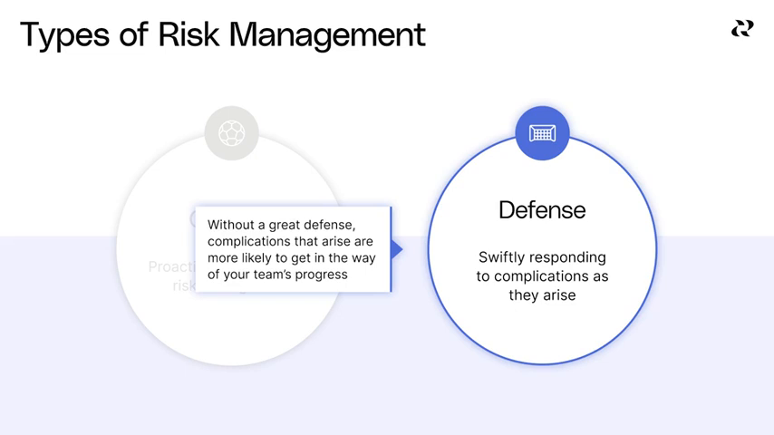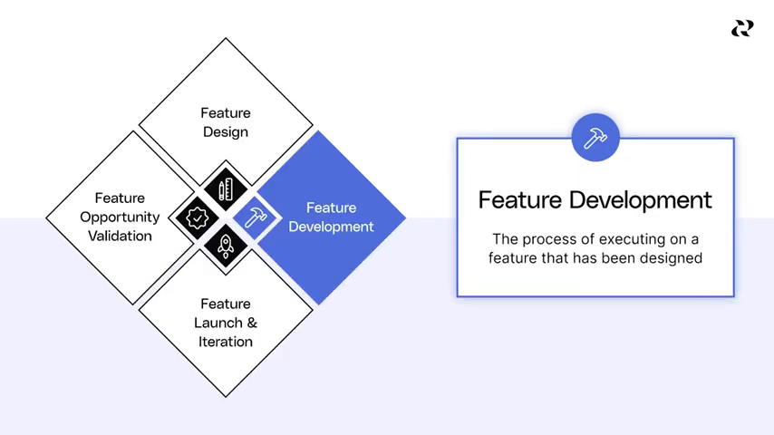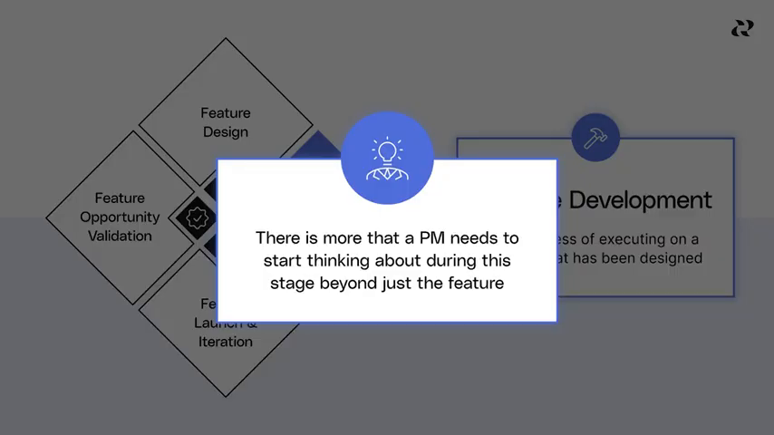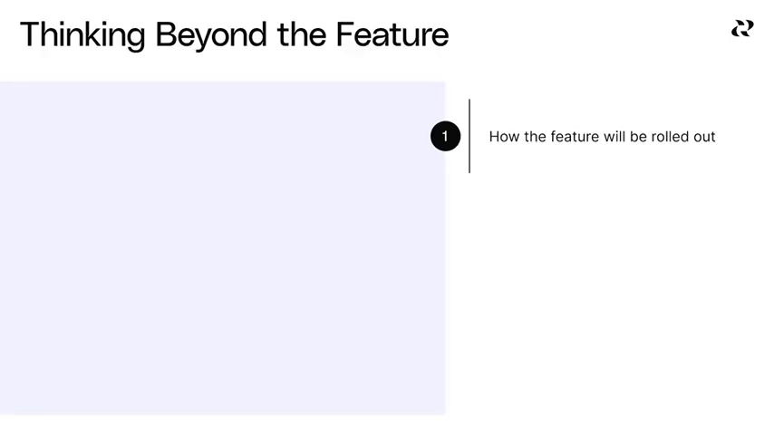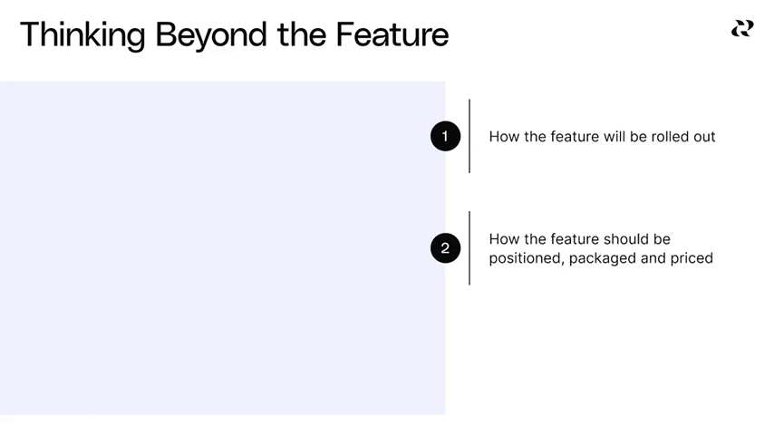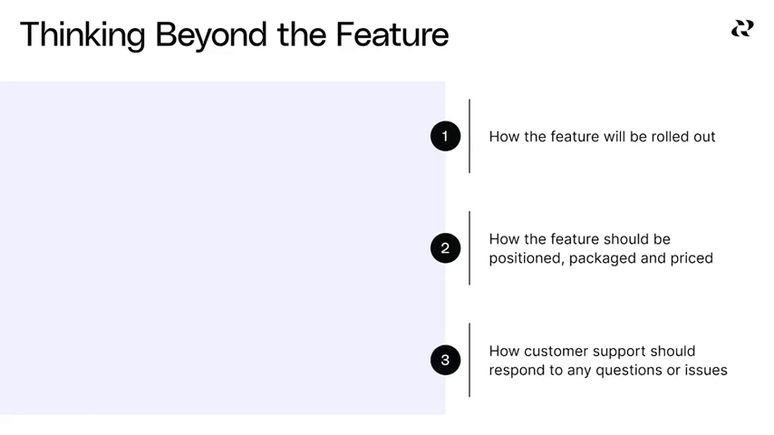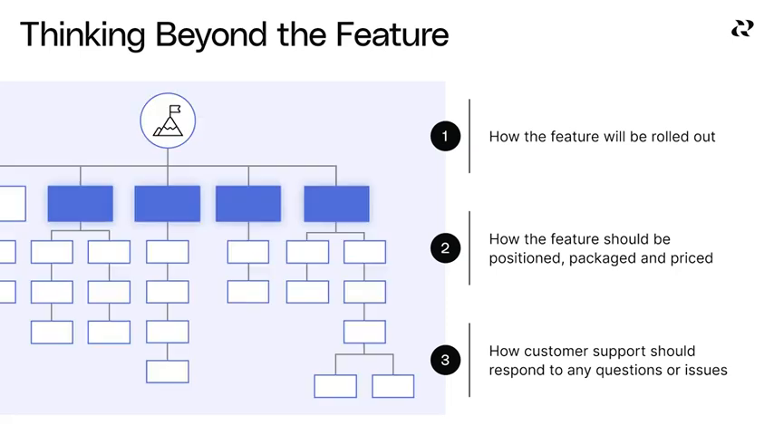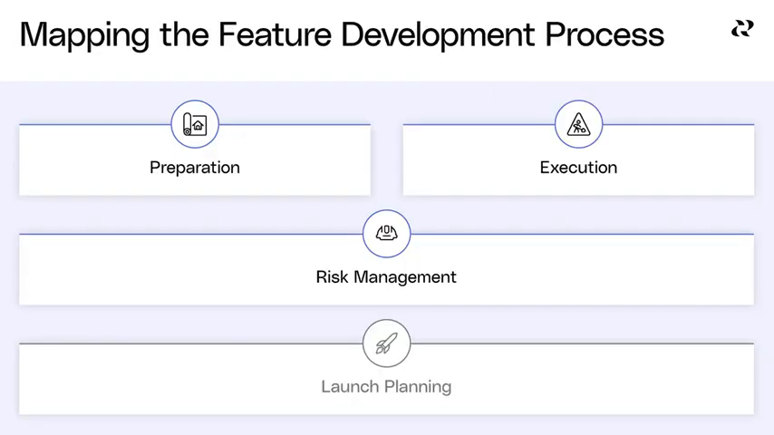The focus of this module is on the work that needs to happen to develop a launch-ready feature. However, there's more that a PM needs to start thinking about during this stage beyond just the feature. This includes how the feature will be rolled out to users, how the feature should be positioned, packaged, and priced, and how customer support should respond to any questions or issues related to the feature. This is where you'll likely need to loop in counterparts from functions outside of engineering, design, or product. Common counterparts include analytics, marketing, sales, and customer service, but could also include teams like HR or legal. We call this body of work launch planning.